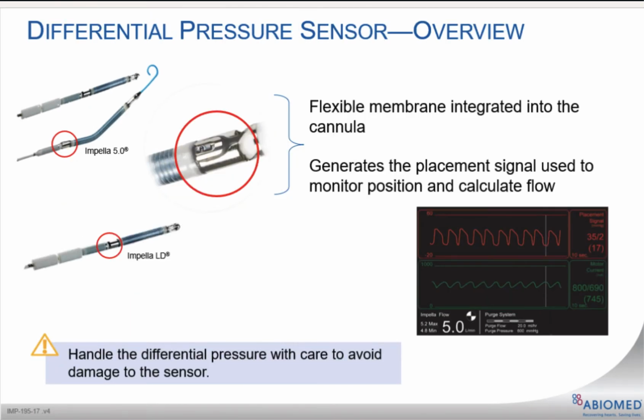The electronic differential pressure sensor is a flexible membrane integrated into the cannula of the Impella 5.0 and LD catheters. It generates the placement signal that is used by operators, as well as the controller's placement screen and alarm algorithms to monitor catheter position and calculate flow.